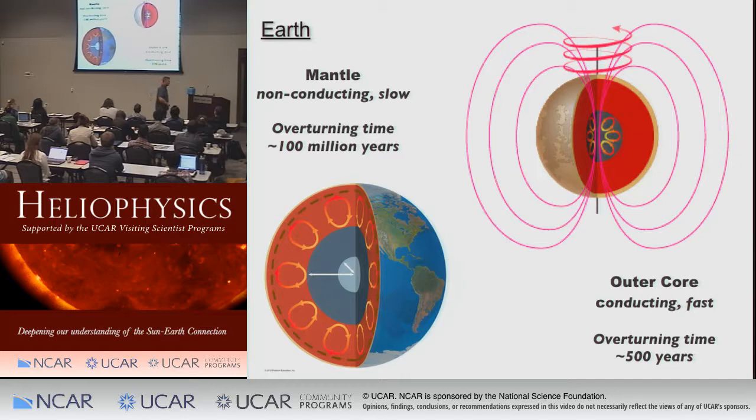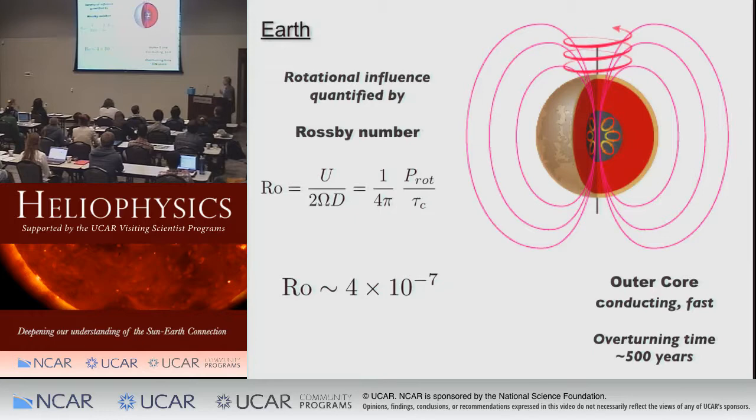And a characteristic of planets, if you look at the convective time scale, I said, was about 500 years. The rotation period of the Earth is a day. So if you take the ratio, you can define this thing called the Rossby number, which is extremely important in planetary dynamos and also stellar dynamos. It quantifies the influence of rotation on the convection.